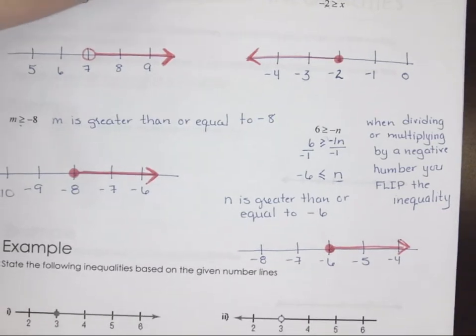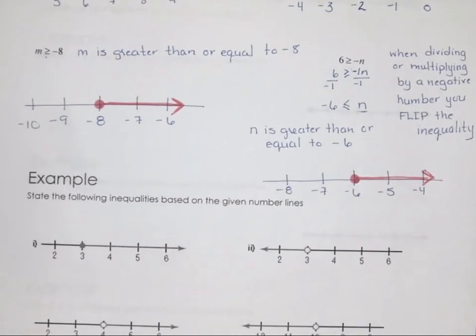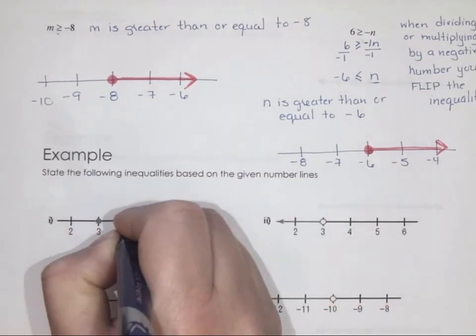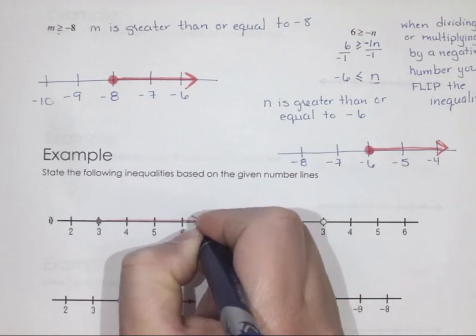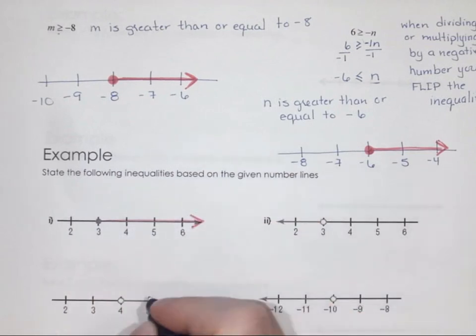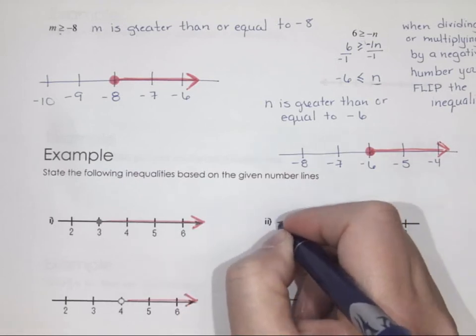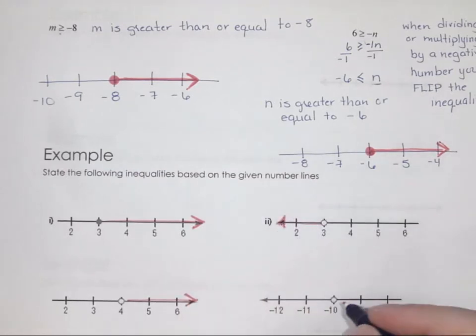All right, so now I will have given you, I don't know if you guys can see this, closed circle, and the arrow is pointing this way, open circle, and the arrow is pointing this way, open circle, and the arrow is pointing that way.